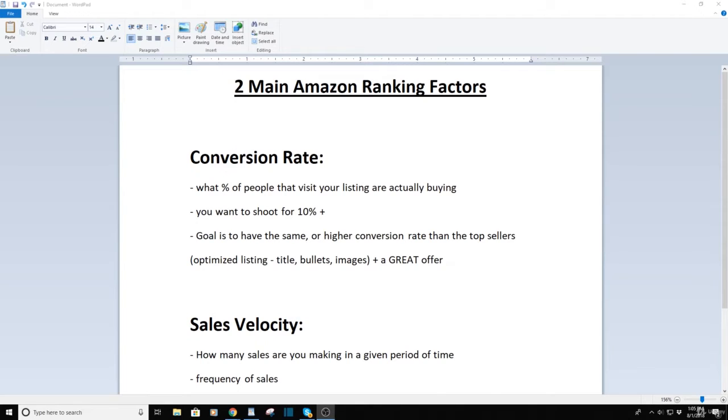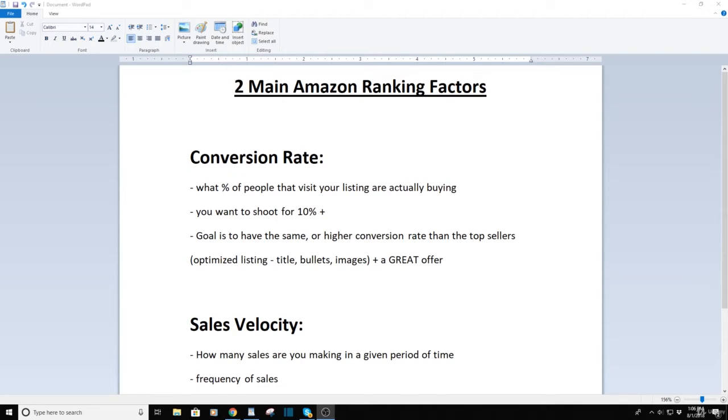Conversion rate. It's basically the percentage of people that visit your listing that are actually being turned into buyers. So if 100 people visit your listing and out of those 100 people, 10 people buy, you have a 10% conversion rate. Okay? And that's what you want to shoot for. You want to shoot for 10+% conversion rate. And you may not know this, but that's an incredible conversion rate. That's the trust factor and just amazing leverage that we're using when we use Amazon's platform.